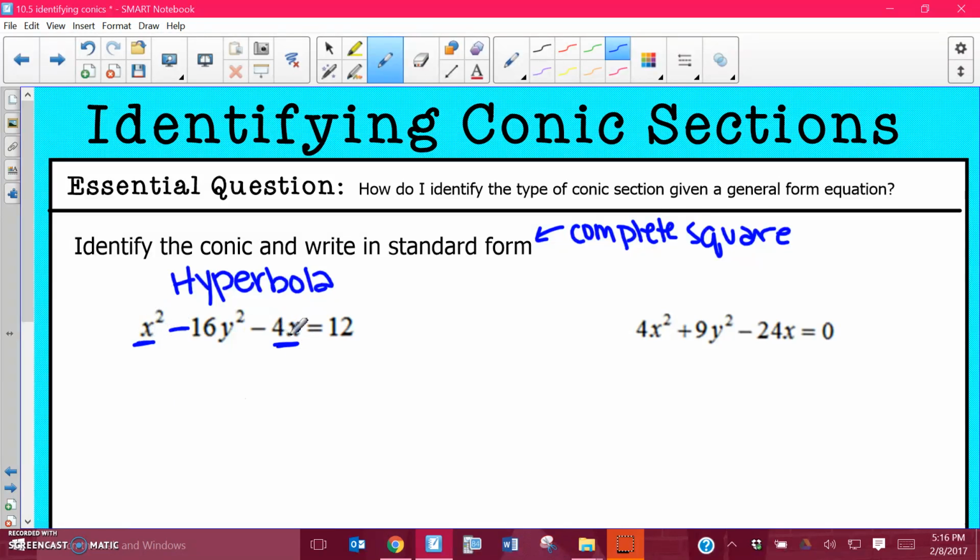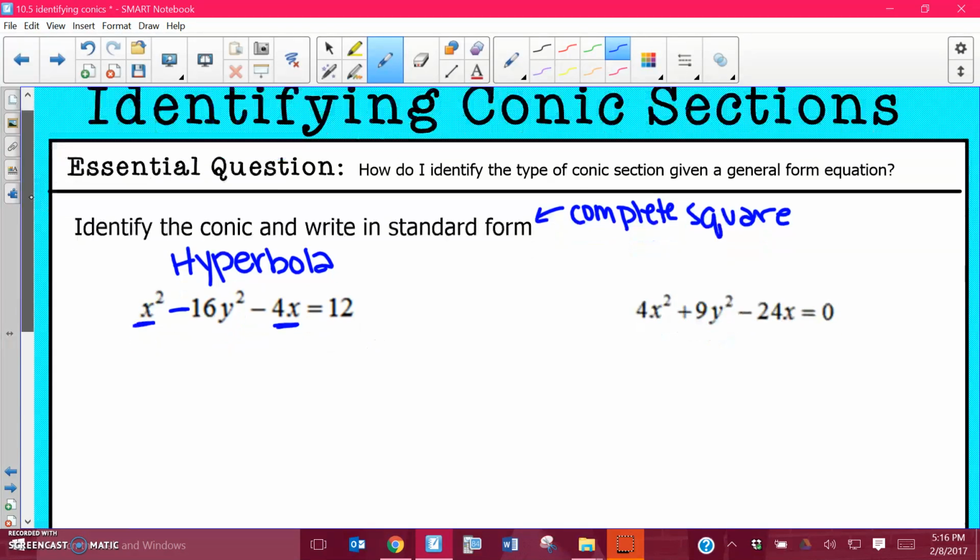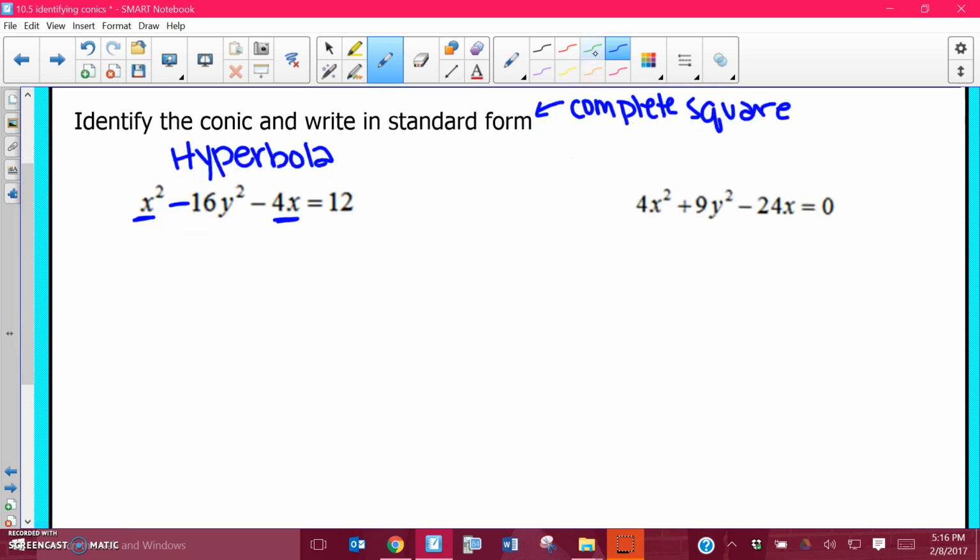because I only have an x squared and a 4x. I don't have a y squared and a y. There's still going to be something with y squared in there, but we don't have to worry about it right away. Okay, so my first order of business is I'm going to rearrange my equation so my squared and my not squared are together. Okay, and then that minus 16y squared is still going to stay over here, but I'm going to ignore it for a second. And again, this should be 12.